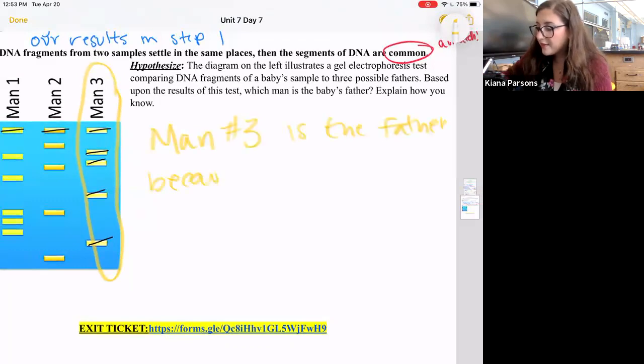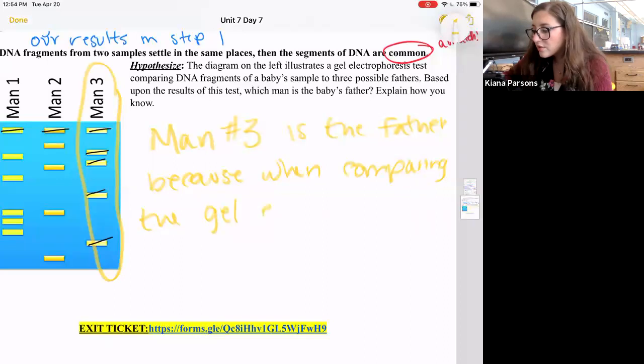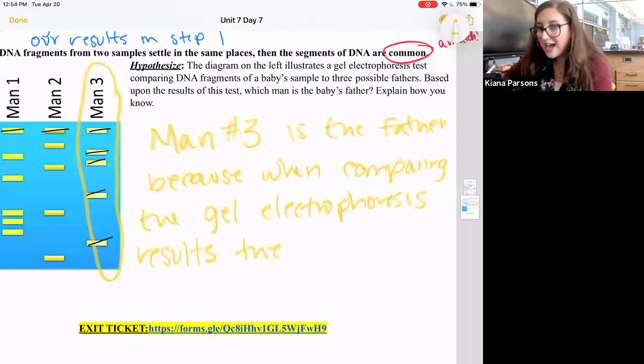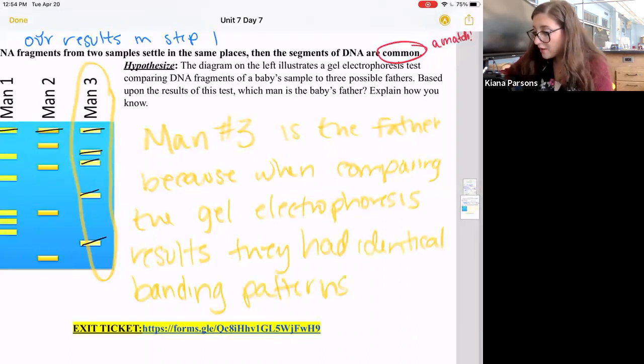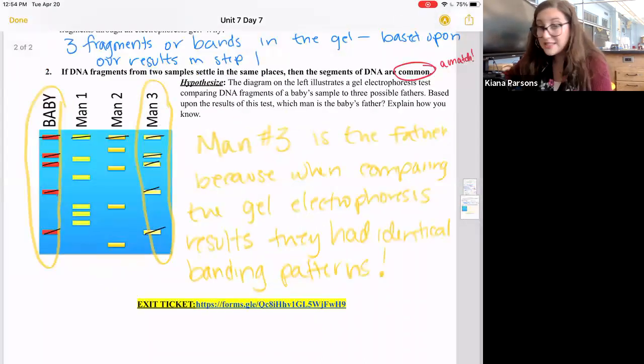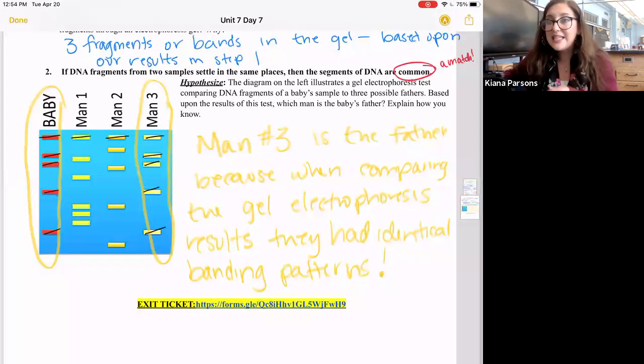because when comparing the gel electrophoresis results, they had the identical banding patterns, meaning they had the same DNA. Congratulations, he is the father. So go ahead and complete your exit ticket.